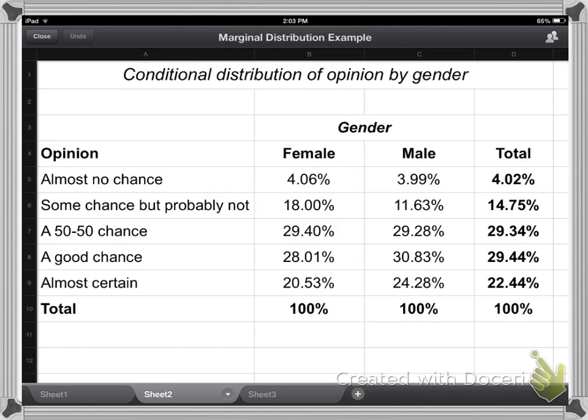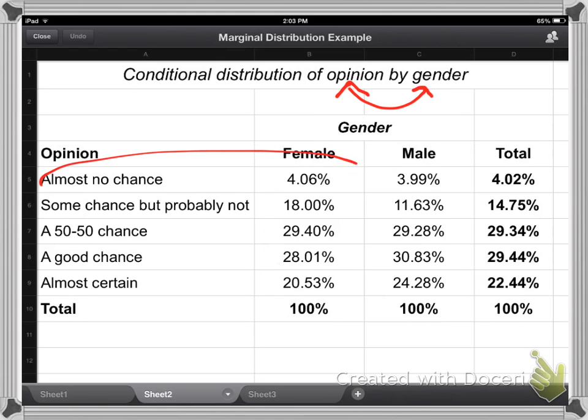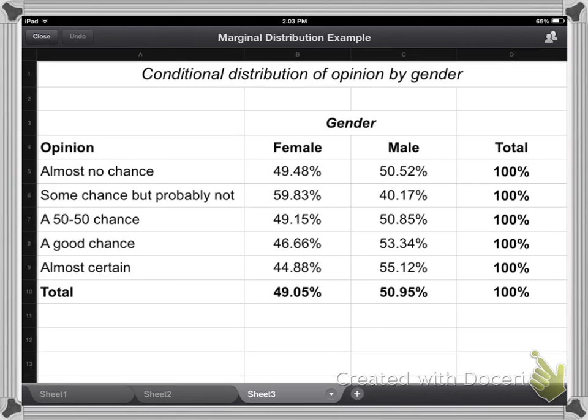Okay, so we've looked at one of the two possible conditional distributions from our data. We've looked at the conditional distribution of opinion by gender. The last thing we need to do here is to look at the conditional distribution of gender by opinion. So notice we're just swapping these two words, and by swapping the way we refer to this distribution, that's going to completely change how our data is presented to us. Instead of looking at our data based on the two genders, we're going to look at our data based on our 5 different possible opinions. So let's take a look at this table.